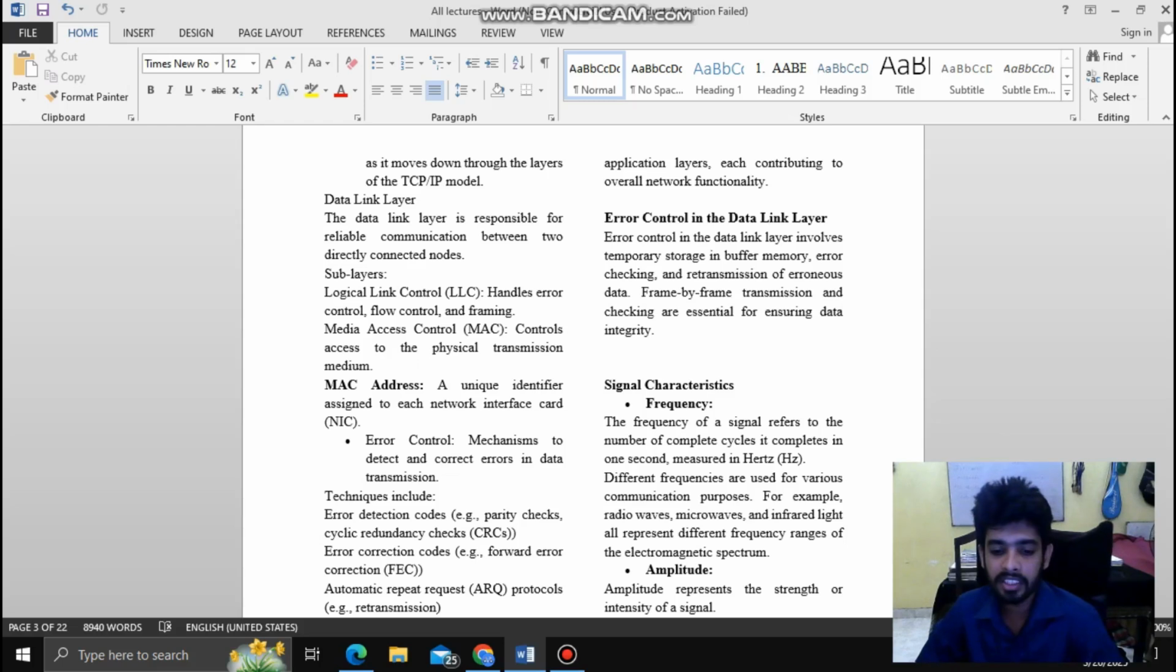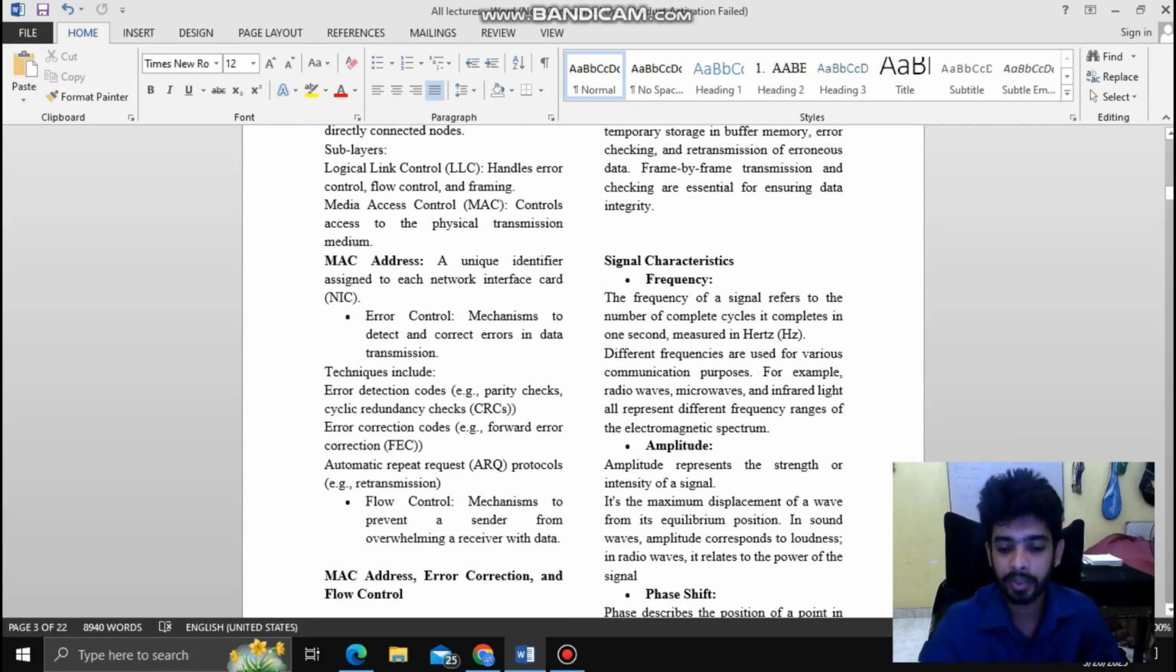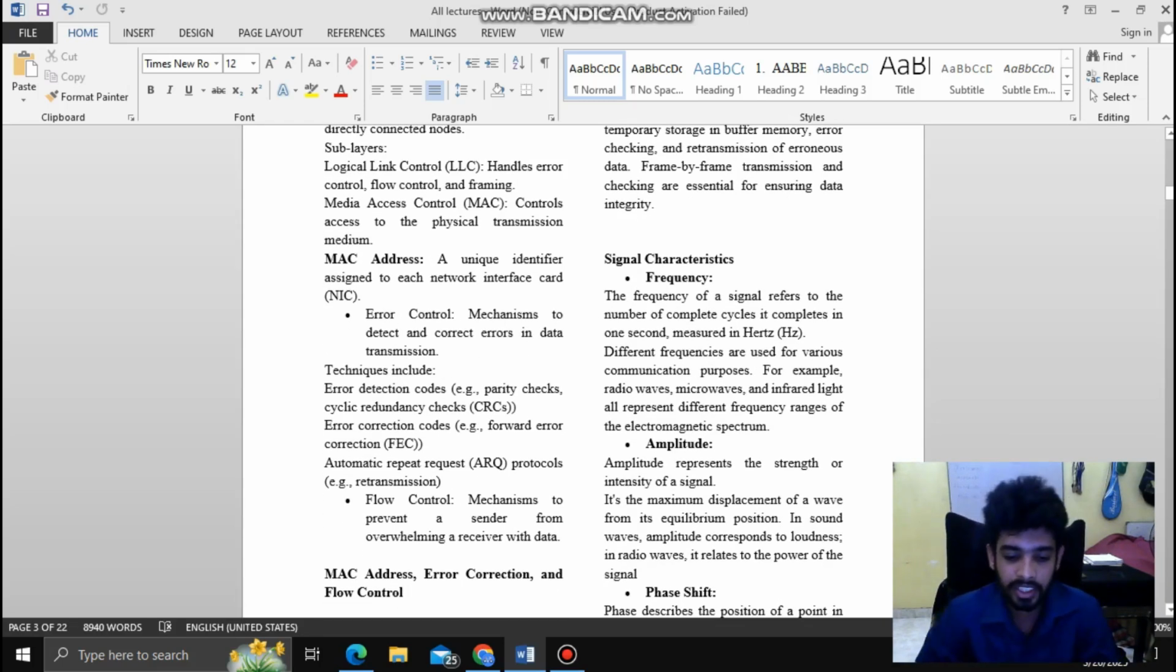Then some impairments caused in signals are attenuation that we have discussed, then distortion, noise. So mainly attenuation is loss of energy of the signal. It can be lost as heat or by some other methods. Some data might be lost, the signal strength might be lost as heat.